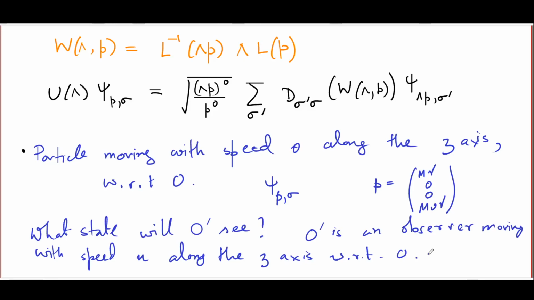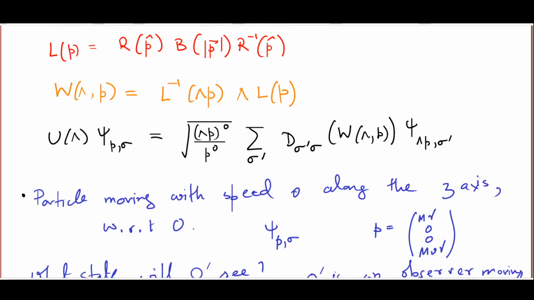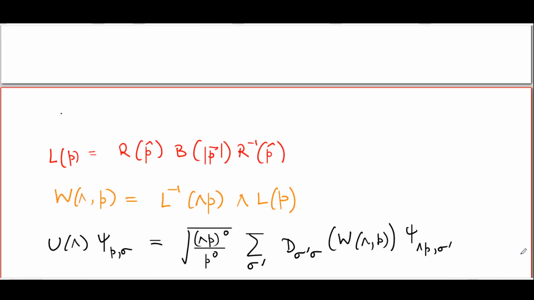So what do you expect the observer O prime to see the state of this particle to be? That is, for this particular Lorentz transformation which carries O to O prime, what will U lambda acting on psi p sigma be? Now, we don't really need to carry out a detailed calculation to check what this is going to be. A simple argument would work. But first, let me point out that for an observer who is just moving along the z-axis, L of p is rather simple, because you don't really need to rotate the direction of the momentum back to the z-axis. You don't really need R of p hat at all, or you could just choose R of p hat to be identity, which means that the simple form for L of p will be B mod p. So it will just be a boost.